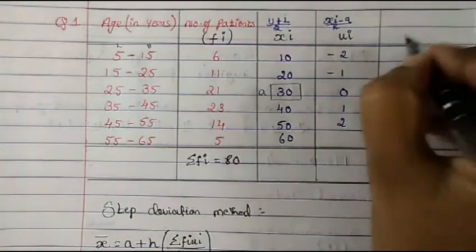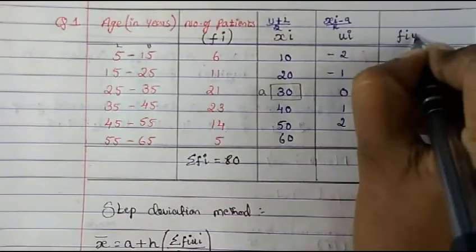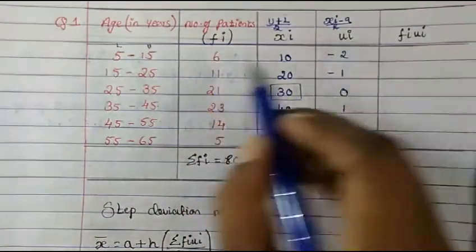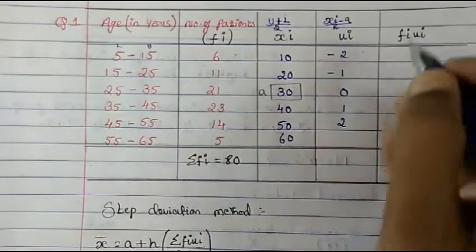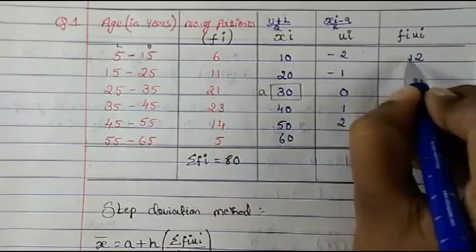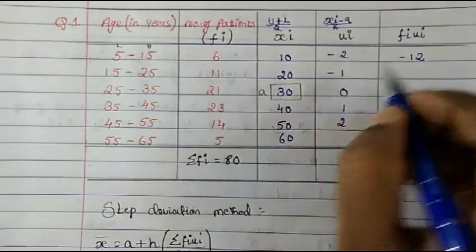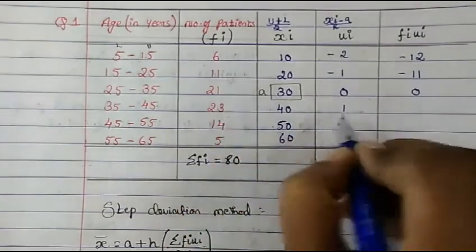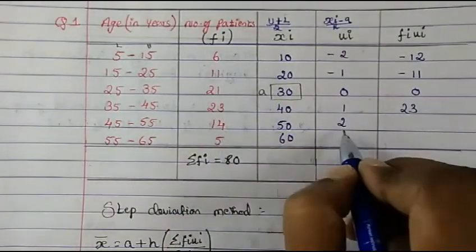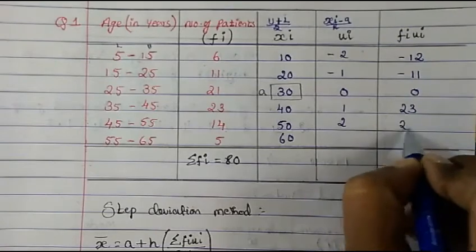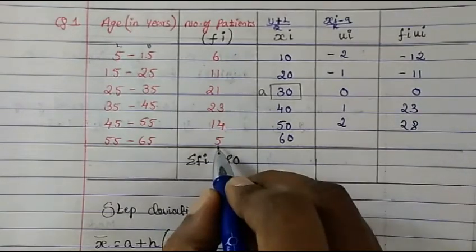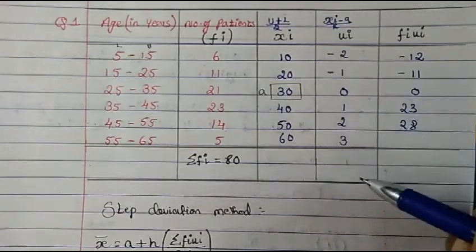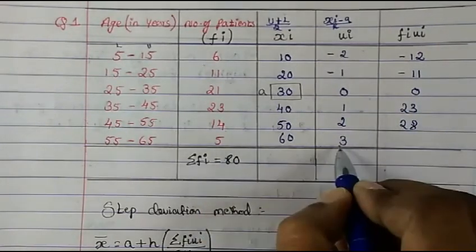Now just sum up fi and ui. So we know fi is here, ui is here. Just multiply now. 6 2s are 12, negative, so negative. 11 1s are 11. 21 into 0, 0. 23 into 1, 23. 14 into 2, 28. 5 into 3, 15. Here 1, 2, 3 you have to just put top and down.